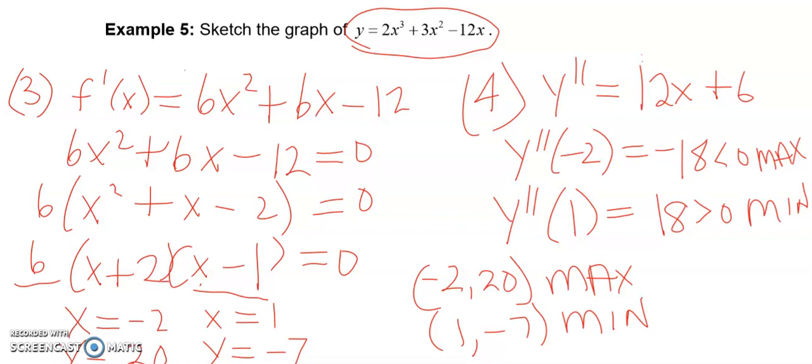Okay, welcome back to Sketching the Graph Part 2. We're still working on example number 5 on page 15 in your notes. And we had just found our critical values, our critical points. And using the second derivative test, we determined whether they were maximums or minimums. And here's the result right there.